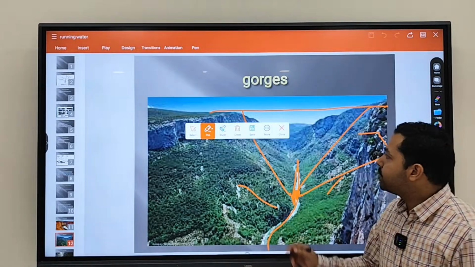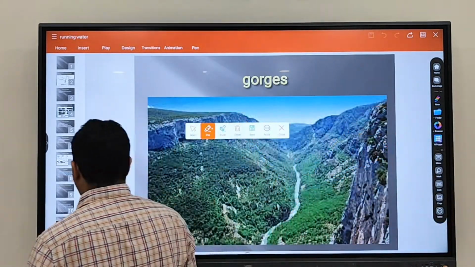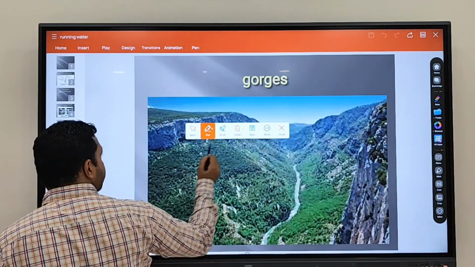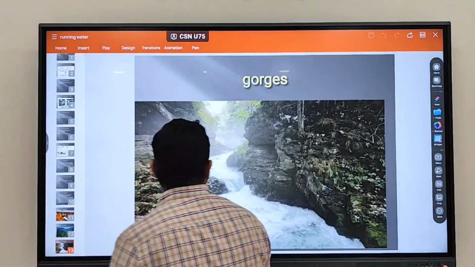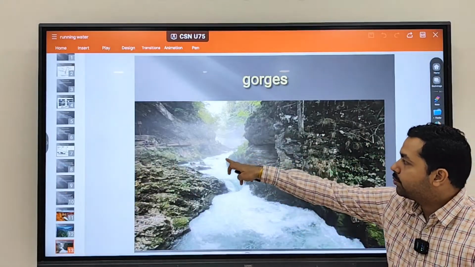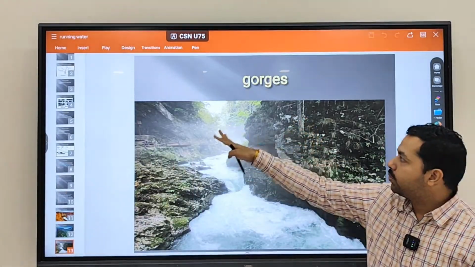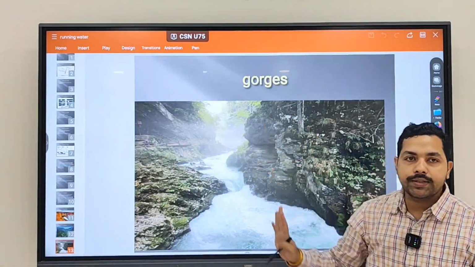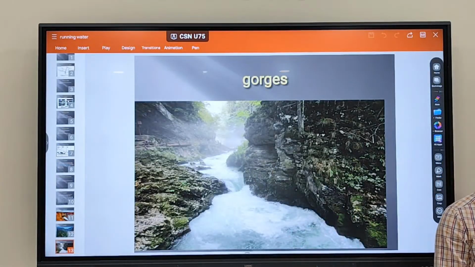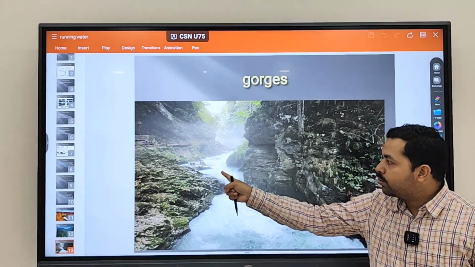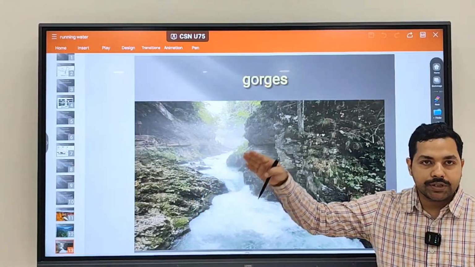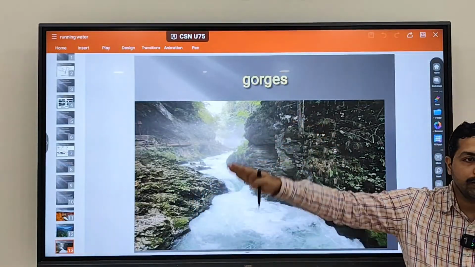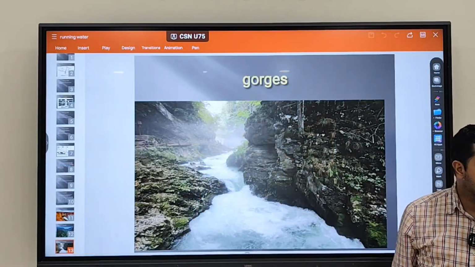Clear? So if you take a closer look at a gorge, you'll find it like this. It is a narrow channel through which rivers are flowing, with mountains and vegetation on either side. This is called a closer look of a gorge. Clear? Any doubt regarding this? So a gorge is a narrow channel through which the river is flowing between mountains on either side. Vertical erosion is what dominates.